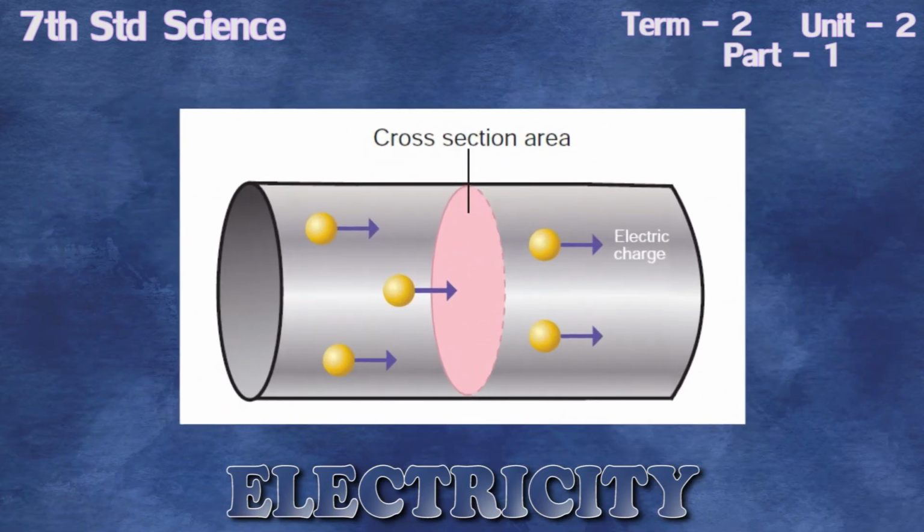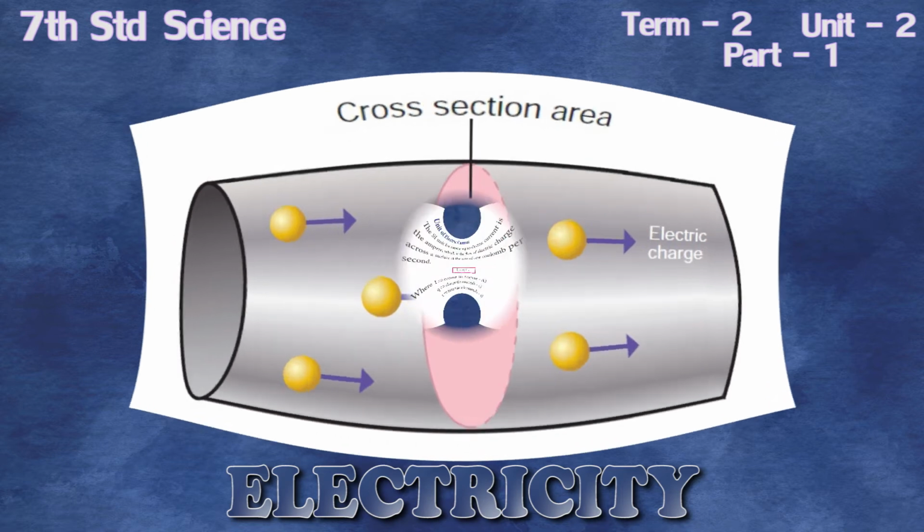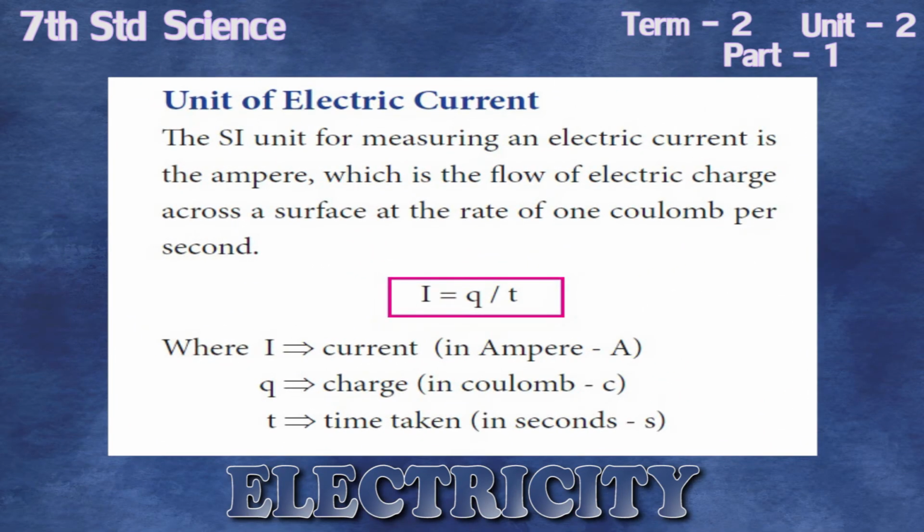An electric current is measured by the amount of electric charge moving per unit time at any point in the circuit. The symbol of electric current is capital letter I. Then we move on to the unit of electric current. The SI unit of electric current is the flow of electric charge across a surface at the rate of 1 coulomb per second.